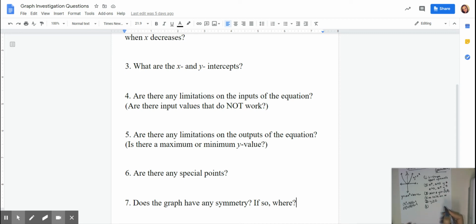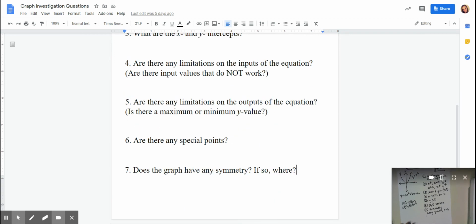Question 6, are there any special points? In this case, 0, 0 is the vertex where it starts changing directions. Question 7 is, does it have any symmetry? Yes, it has symmetry along the y-axis, also known as where x equals 0. So that vertical line right there is where we could fold it and have that line of symmetry. And those are the graph investigation questions.